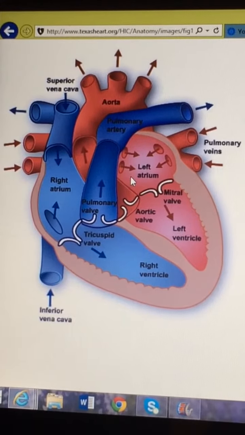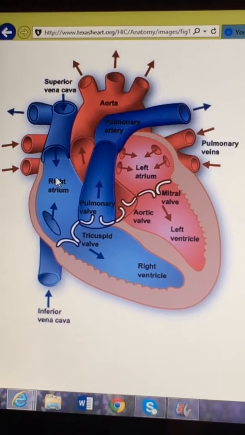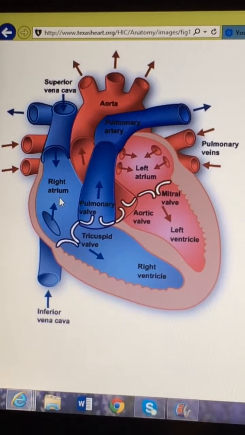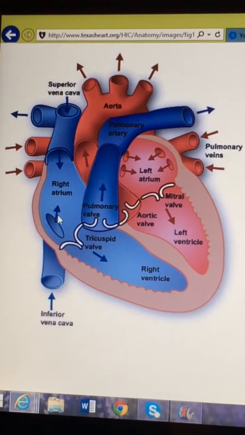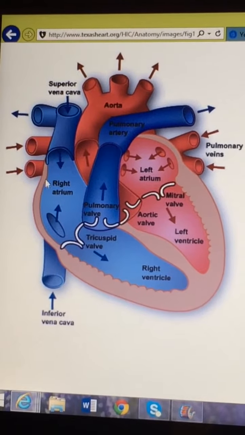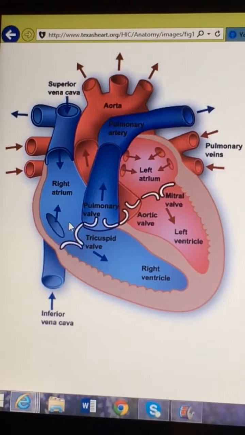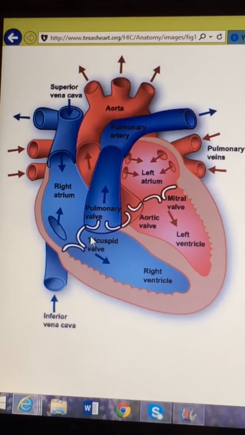The right atrium receives deoxygenated blood from the body through the superior vena cava and inferior vena cava. The sinoatrial node sends an impulse that causes the cardiac muscle tissue of the atrium to contract in a coordinated, wave-like manner. The tricuspid valve, which separates the right atrium from the right ventricle, opens to allow the deoxygenated blood collecting in the right atrium to flow into the right ventricle.